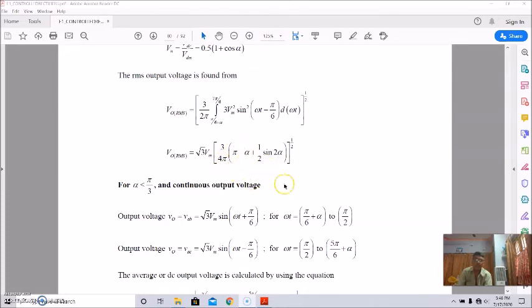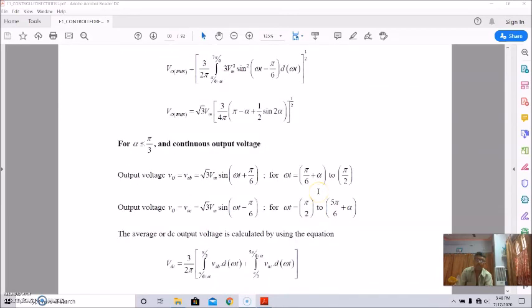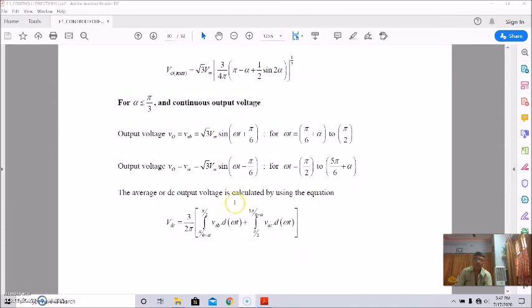And for alpha less than or equal to pi by 3 and continuous output voltage, VAB will be equal to root 2 Vm sine omega t plus pi by 6, for omega t equal to pi by 6 plus alpha to pi by 2, and output V0 equal to VAC will be root 3 Vm sine omega t minus pi by 6, for omega t equal to pi by 2 to pi by 6 plus alpha.